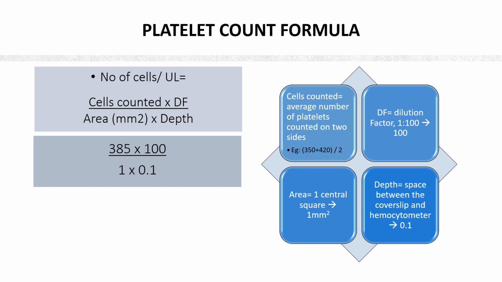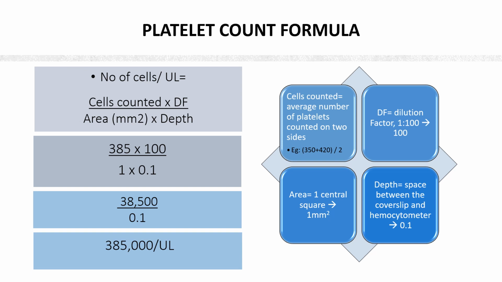To compute for the platelet count, 385 times 100 divided by 1 times 0.1 is 38,500 divided by 0.1. Our platelet count then is 385,000 per microliter.